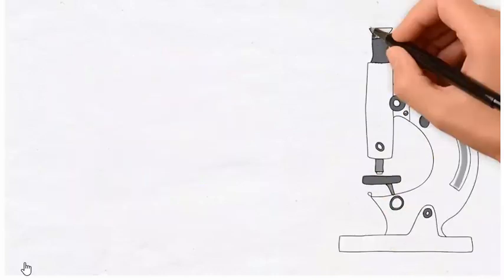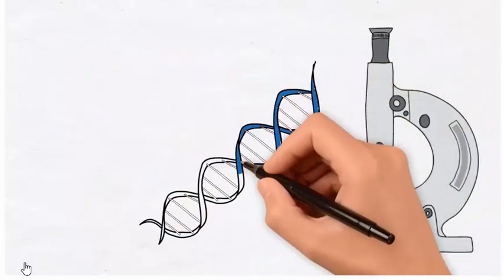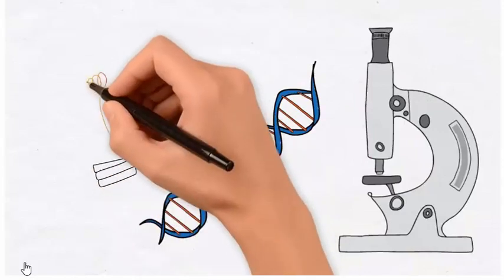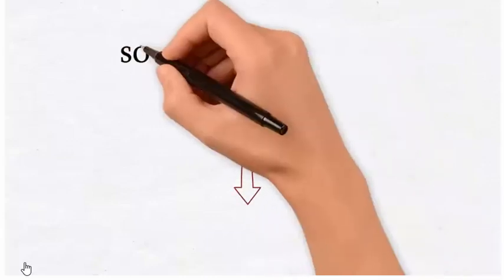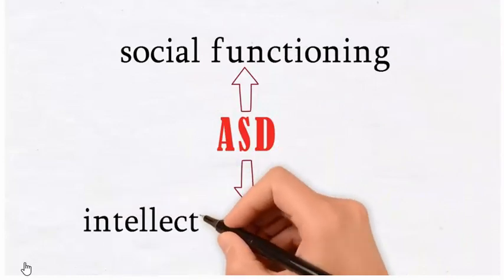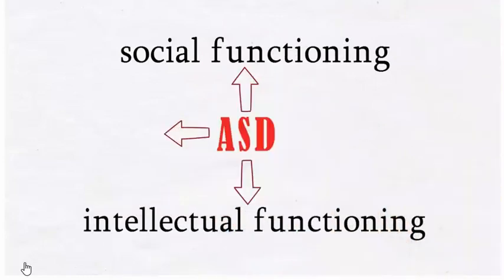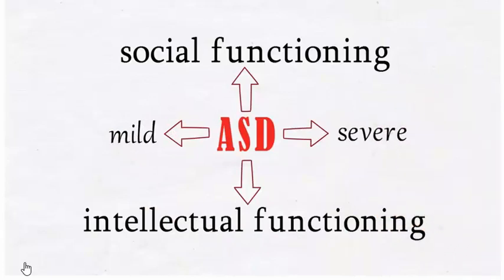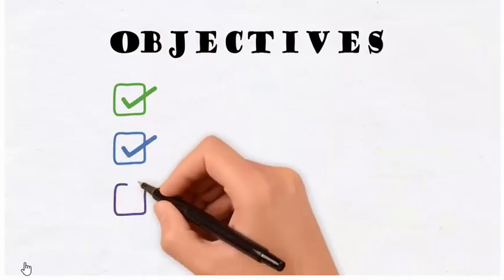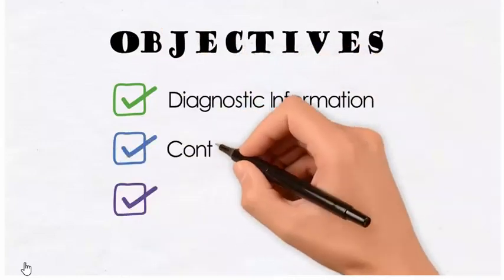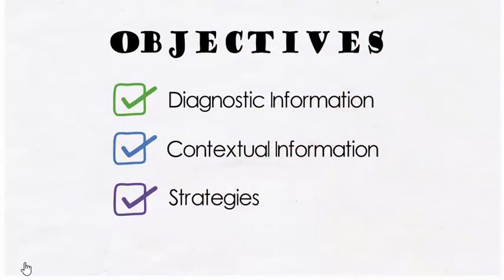Initially, there was a lot of confusion about ASD's conditions and causes. Even so, ASD research continues to have new findings. ASD wasn't narrowly defined, and we mean that loosely because it's a spectrum disorder, until recently when the diagnosis was restricted to individuals with severe social and/or intellectual functioning. It is understood that ASD can range from mild to severe, as there is a wide degree of variation of how it affects a person. In this video, we're going to talk about ASD's diagnostic information, contextual information, and strategies.